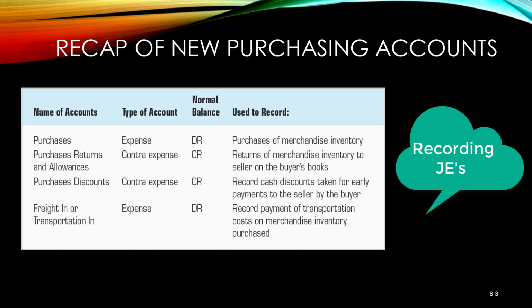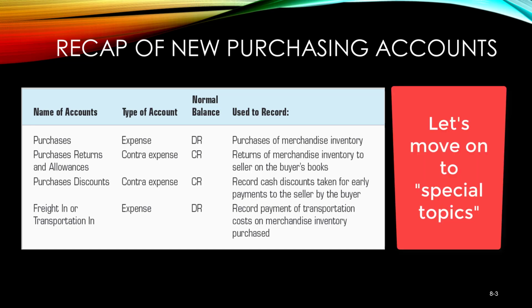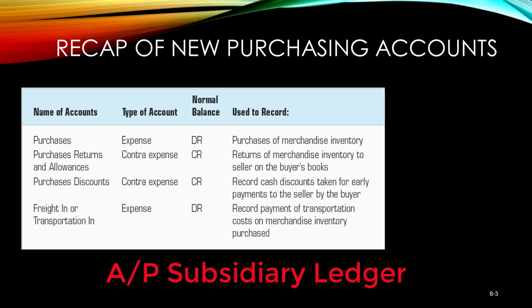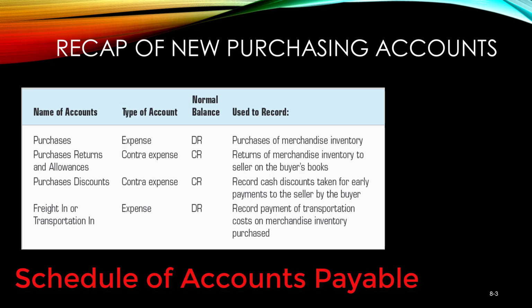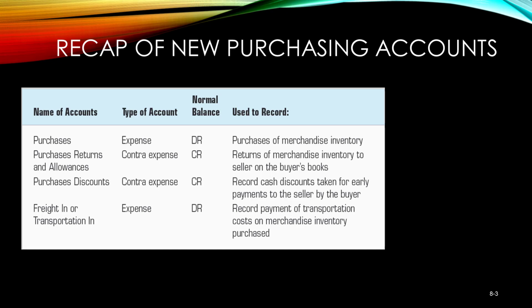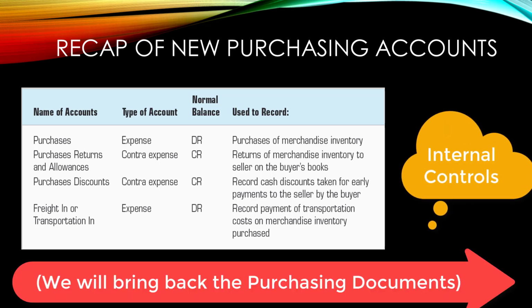In this chapter, we will focus on special topics, and specifically we'll talk about the accounts payable subsidiary account and how various transactions get recorded in it. We'll talk about the balancing act with that, which is to create a schedule of accounts payable. And then we'll finish off the chapter by revisiting the internal controls that are essential to a purchasing operation.